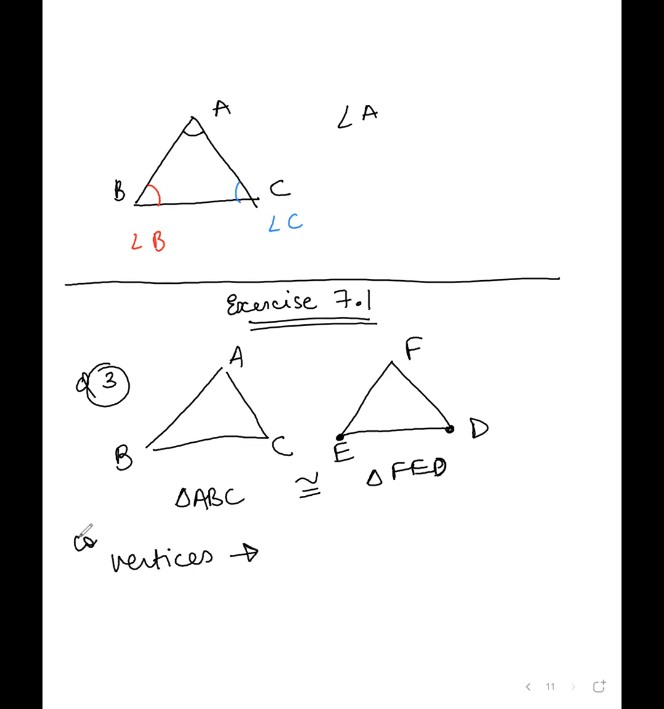Corresponding vertices. First, do we have to find the sides or the vertices? First, let's start from the vertices. Vertex means the point. A is corresponding to F. Very good. And then B is corresponding to E. Very good. And then C is corresponding to D. Very good.